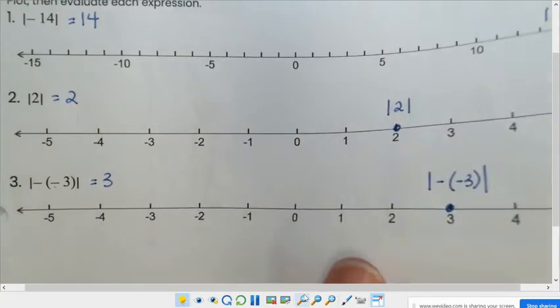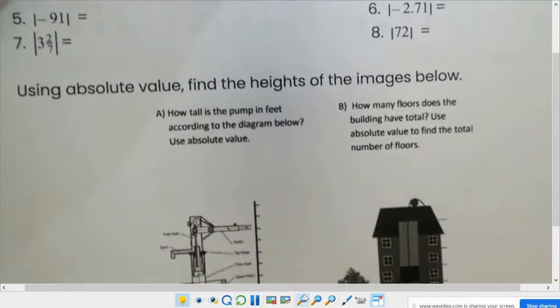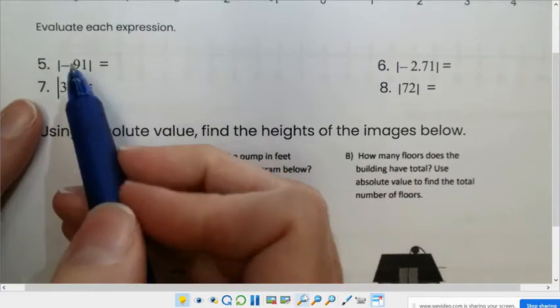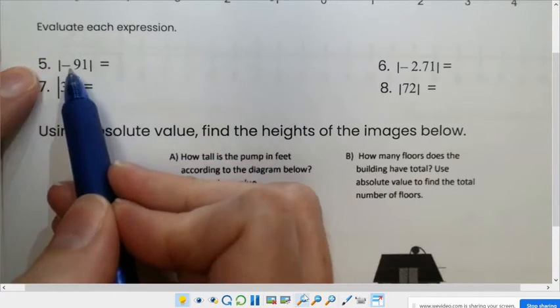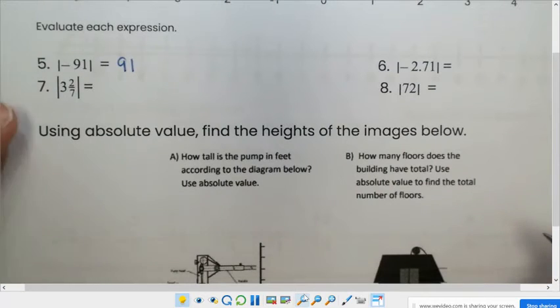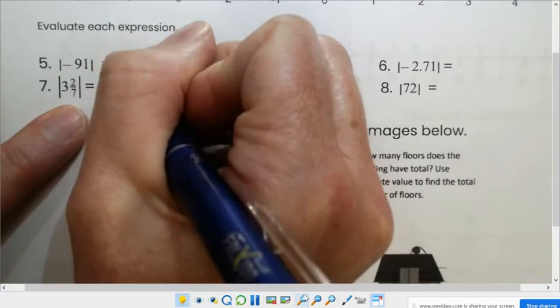Let's look at a few more examples. Here, looking at these, again, the same thing. Absolute value of -91 would just be 91. The absolute value of 3 2/7 would be 3 2/7.